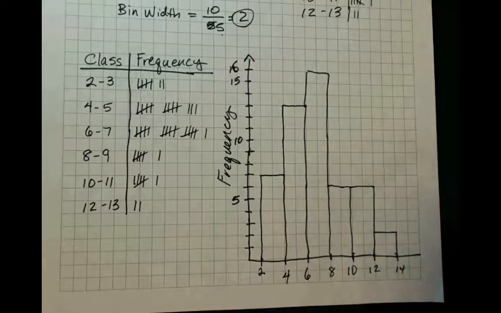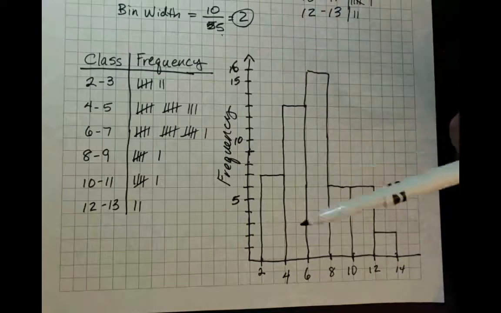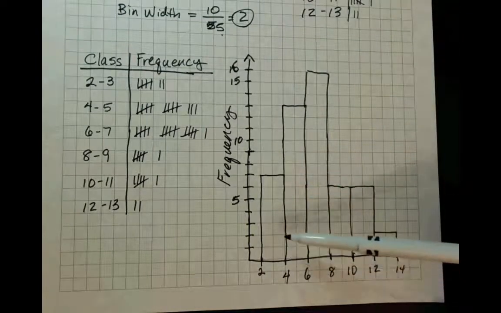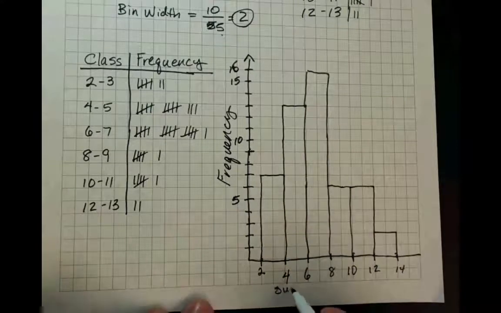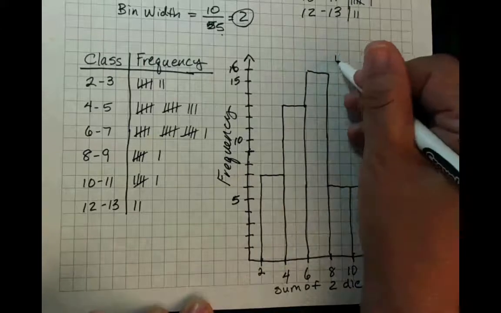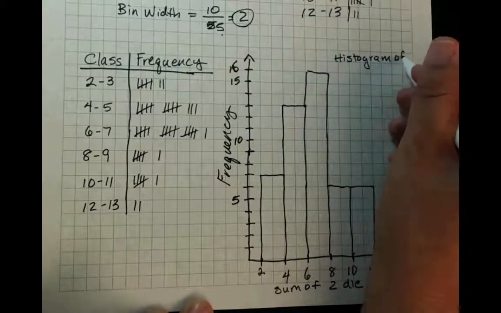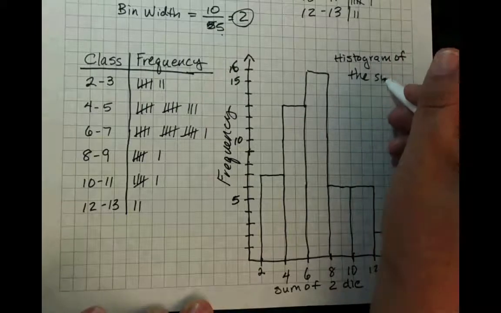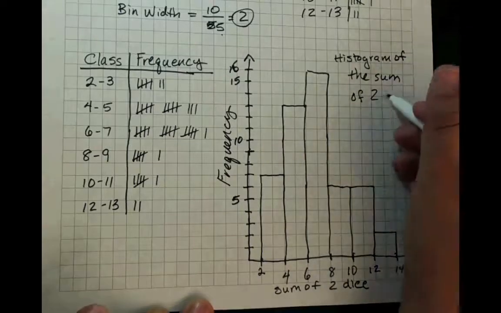So that's your histogram. Basically, it counts. What we did is we lumped up together the numbers we had in the dot plot, and you can start to see the shape take place here. Oh, I should say that you should label this sum of 2 die. And you can say histogram of the sum of 2 die. Or dice. I'm not sure which way we say it.